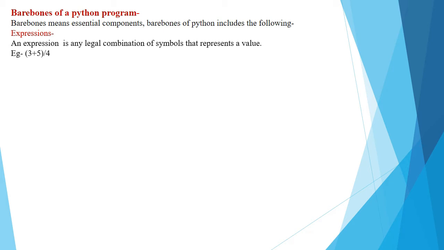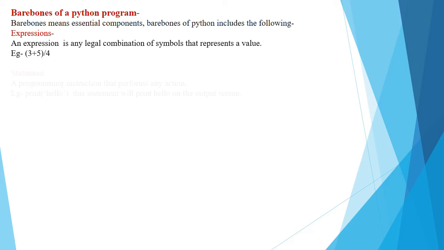An expression is any legal combination of symbols that represents a value. That means a certain set of symbols are combined in a legal combination to yield something. That is known as the expression. Here you can see that the symbols plus and division and also the opening and closing brackets are used in a certain order, and so they are creating a legal combination. In this case we will be adding 3 and 5 first, and then after adding we will be dividing by 4 to get an output. So here you can say that this line is an expression.